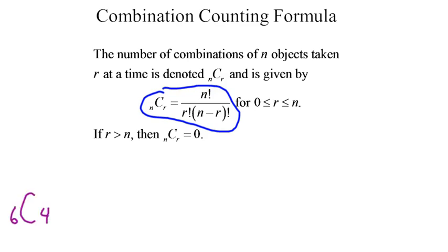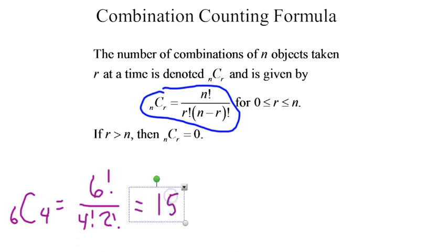So for example, if we use again 6 total objects and we're choosing 4, taking into account that this is a combination rather than a permutation, using the formula we have 6 factorial over r, which is 4, so we have 4 factorial. 6 minus 4 factorial would be 2 factorial. You can type that into a calculator like we did before and simplify, and you would get 15.